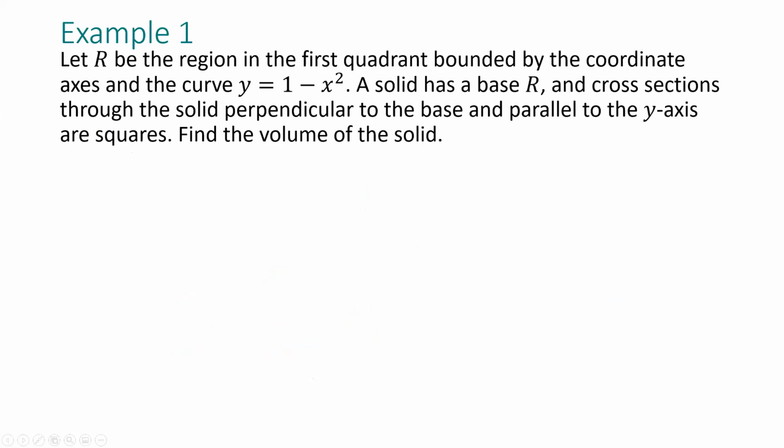Okay, so they're describing the base of our solid, which is this part of a parabola that's in the first quadrant. And then they're describing what the cross sections of our solid are because they're telling us that they're squares. So we're building a solid where the base is this parabola region, and building cross sections on top of that are just squares.